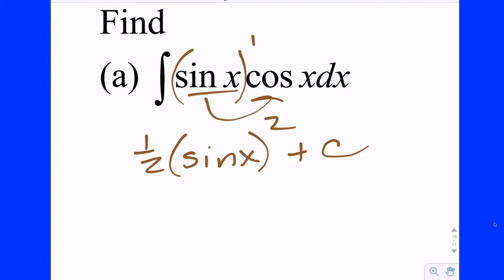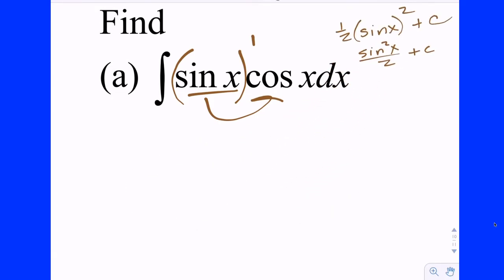And you're done. You could call it sine squared of x over 2 plus c. That works. And remember, the other version would generate it in terms of cosine squared, but by the Pythagorean identity, you could show that you're only off by a constant. That's one way to do it. That's probably the easiest way to do it.